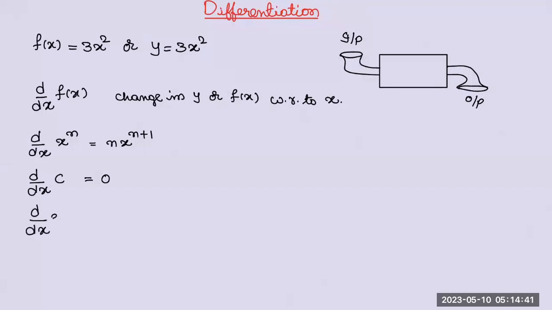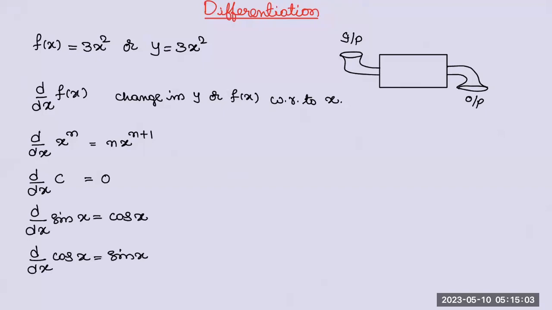d by dx of sin x is equal to cos x. d by dx of cos x is equal to sin x. Okay. This is sufficient for me.